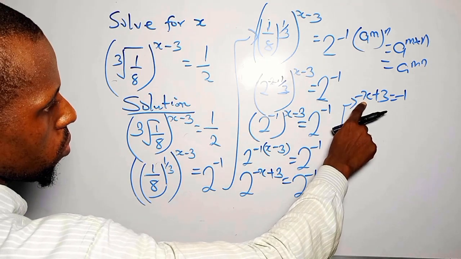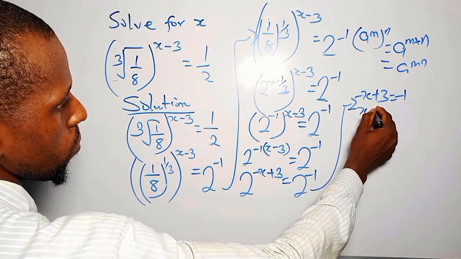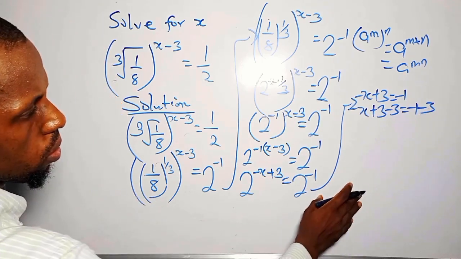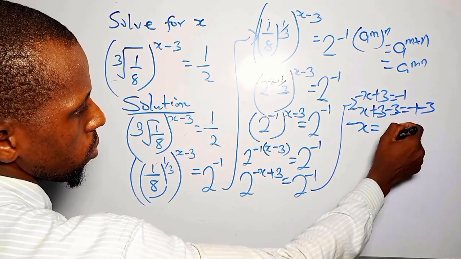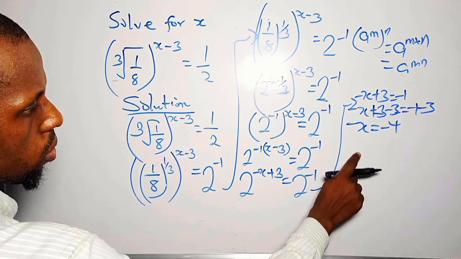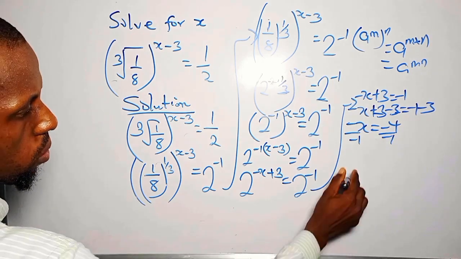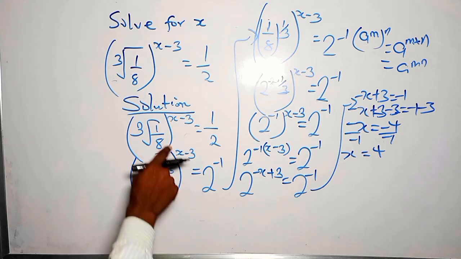Okay, so we subtract 3 from both sides. So we have minus x plus 3 minus 3 equals minus 1 minus 3. So this is out. So we have minus x equals, for minus 1 minus 3, we have minus 4. So we divide both sides by the coefficient of x, which is minus 1. So x equals 4 in the given equation.